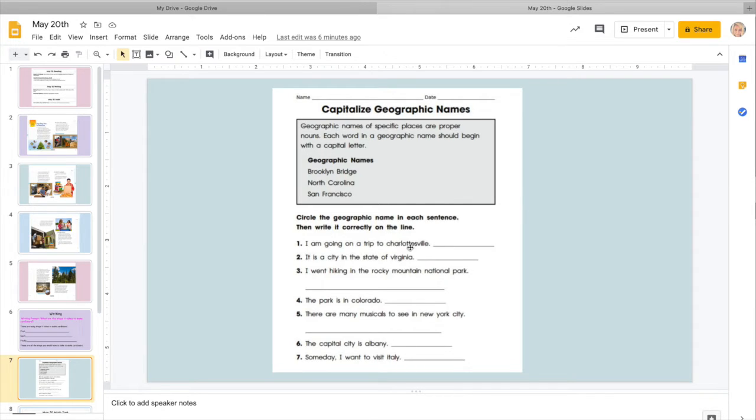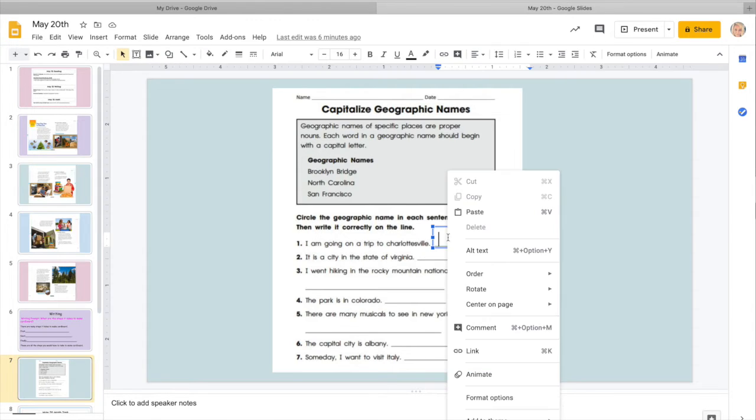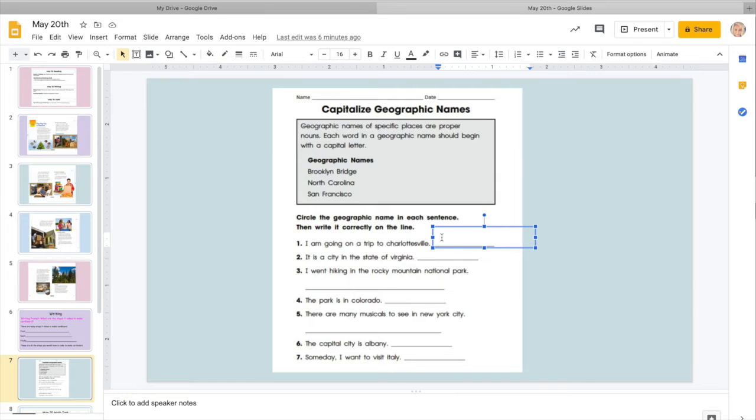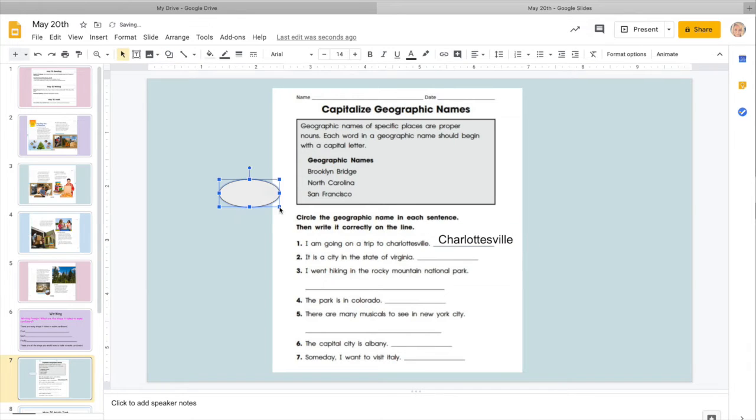Okay, Charlottesville is going to be the geographic name, so we are going to come in here, and we are going to make sure that Charlottesville is capitalized. Okay, so as you can see, I took our geographic name and I capitalized it, and then we are going to need to draw a circle around that. So make our little circle here. I need to make that a little bit smaller, and then we need to circle Charlottesville.